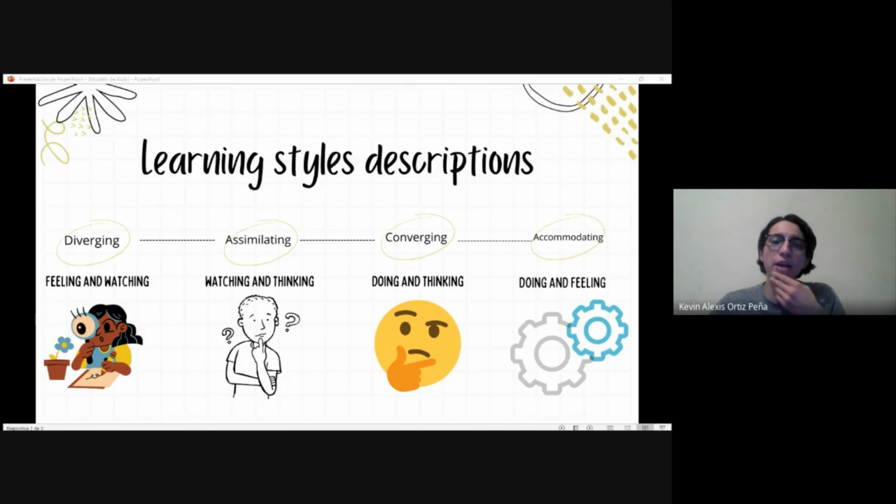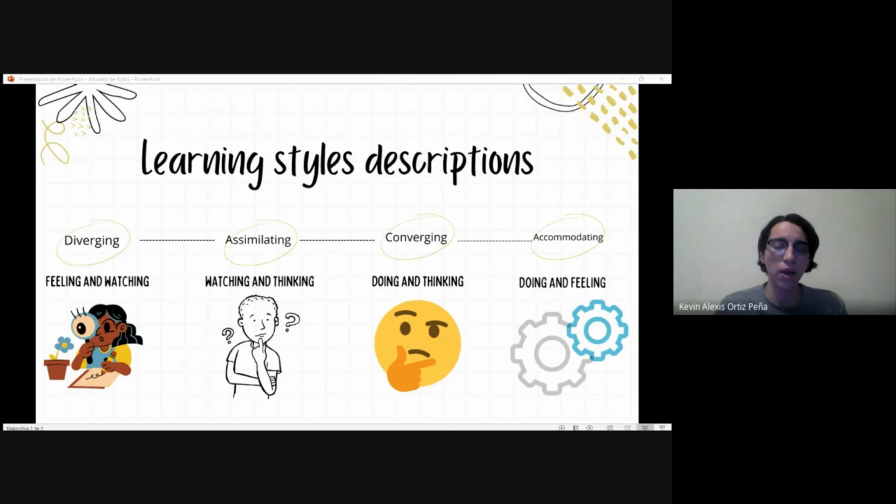And now we're going to see the next one, that is converging. People with a converging learning style can solve problems and will use their learning to find solutions to practical issues. They prefer technical tasks and are less concerned with people and interpersonal aspects, and they are always doing and thinking.